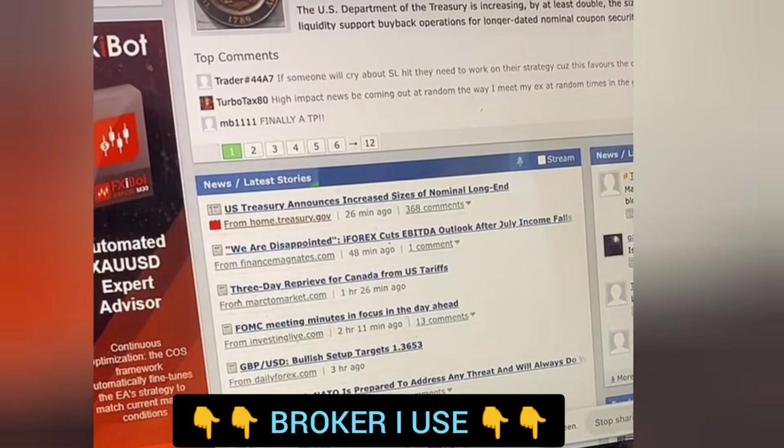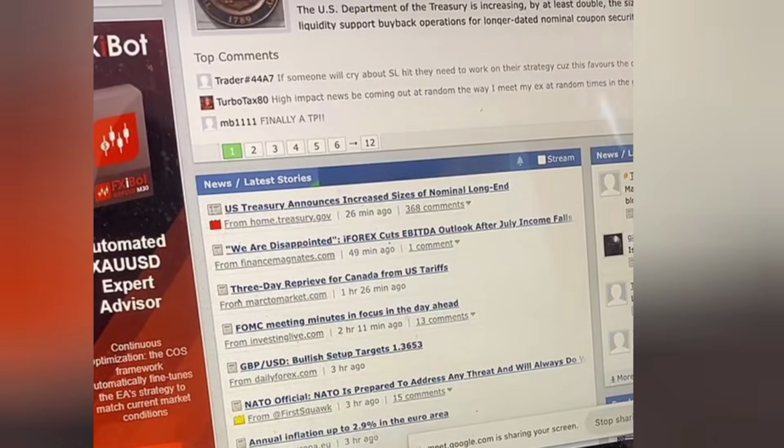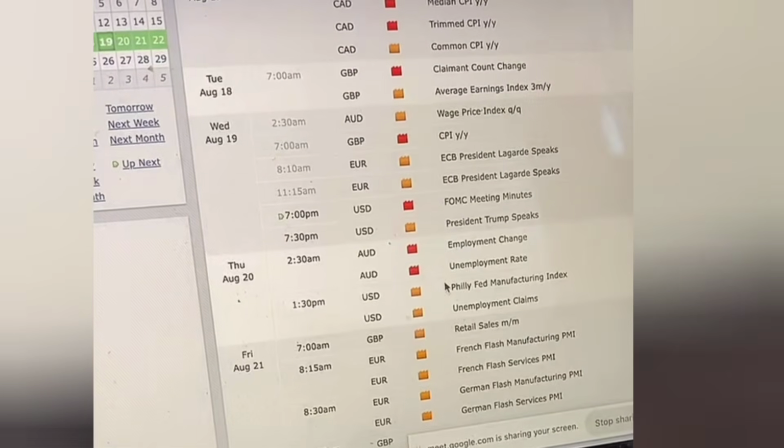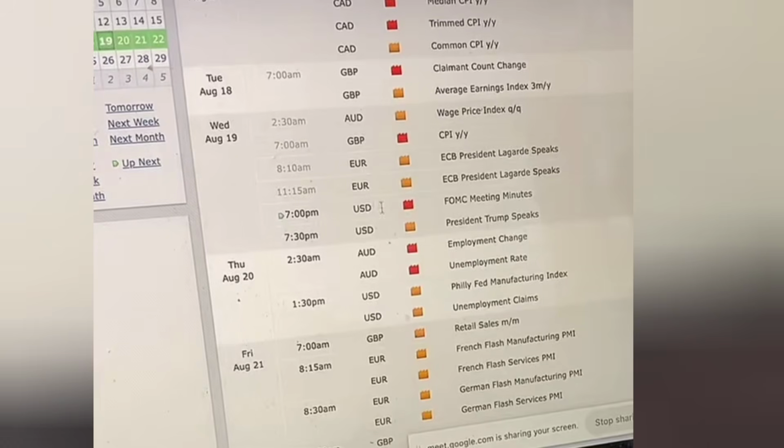In terms of the calendar, there is no news in the Forex calendar to look at that played out. But there was a normal news that came out from the US. So this is the news that came out 26 minutes ago. And that was the reason why the market started moving.